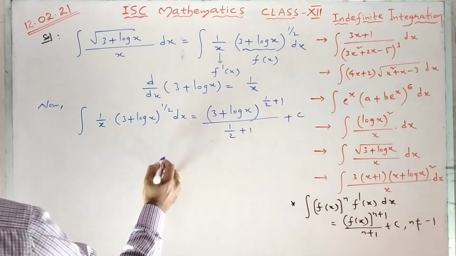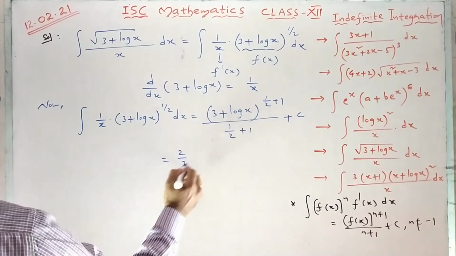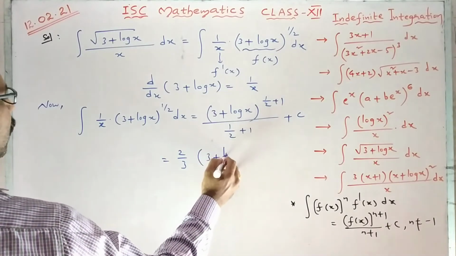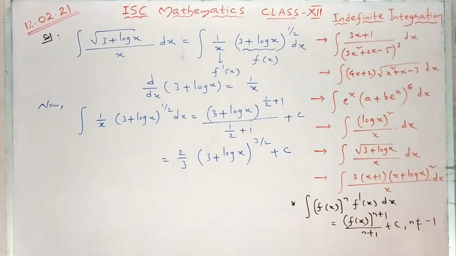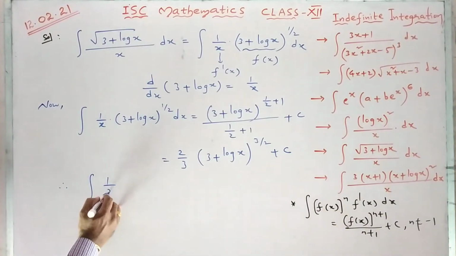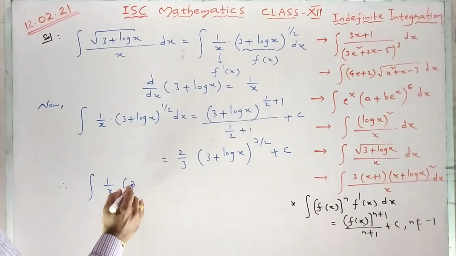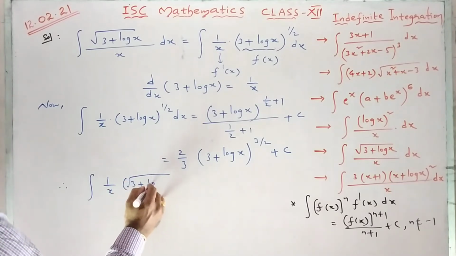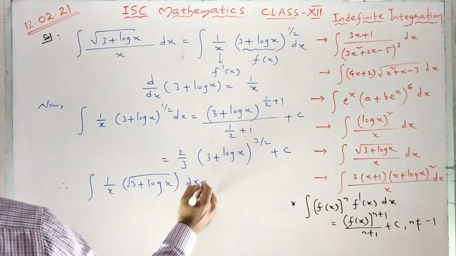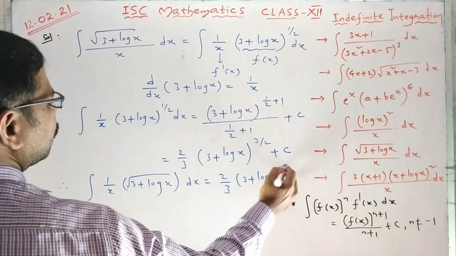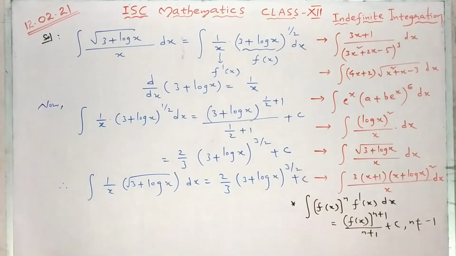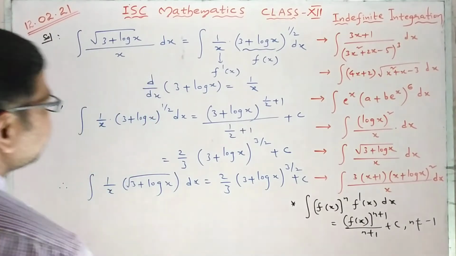Okay, so that means 3 by 2, this will be 2 by 3 of (3 plus log x) whole to the power 3 by 2 plus c. Okay, that is the final answer. Therefore, integral 1 by x of square root of 3 plus log x dx equals 2 by 3 times (3 plus log x) whole to the power 3 by 2 plus c. That is the end of solution. Okay, last one we will see.